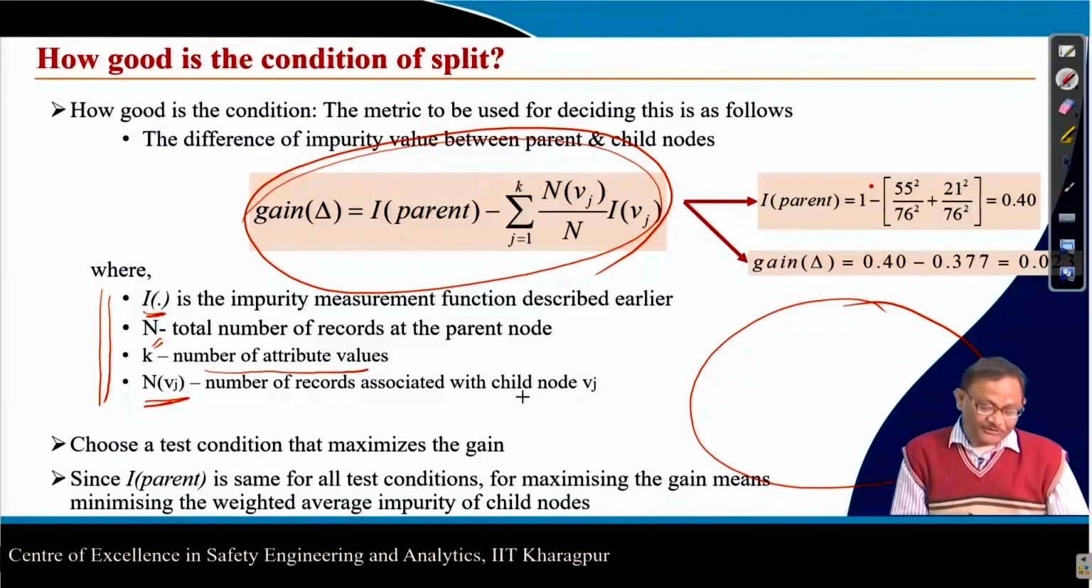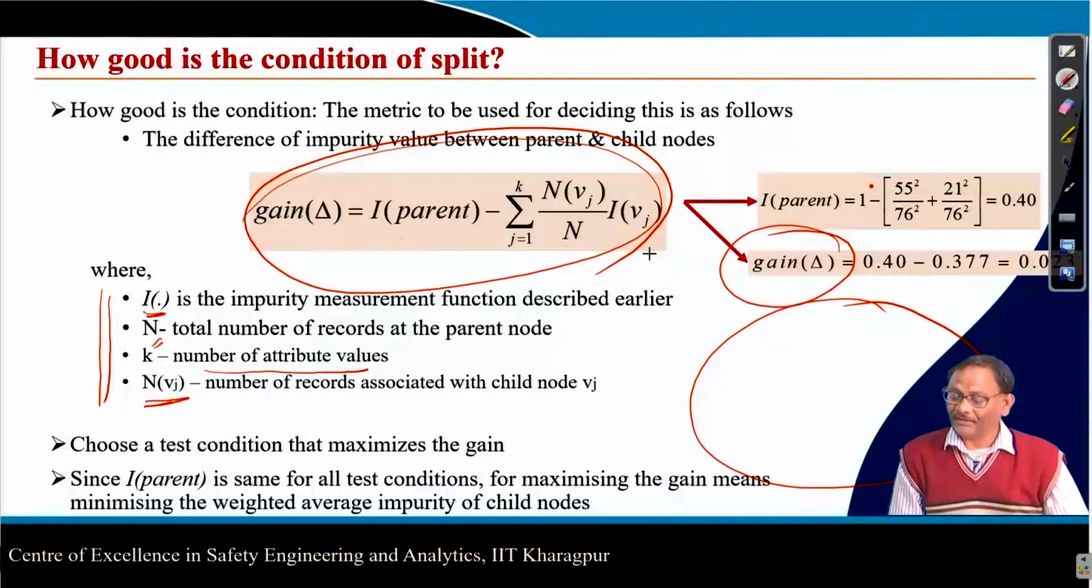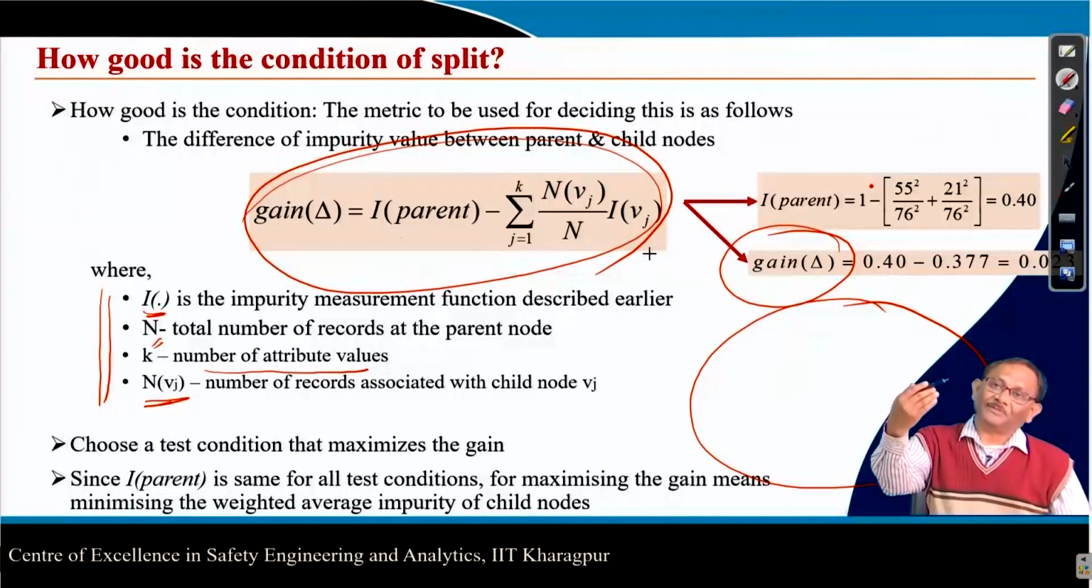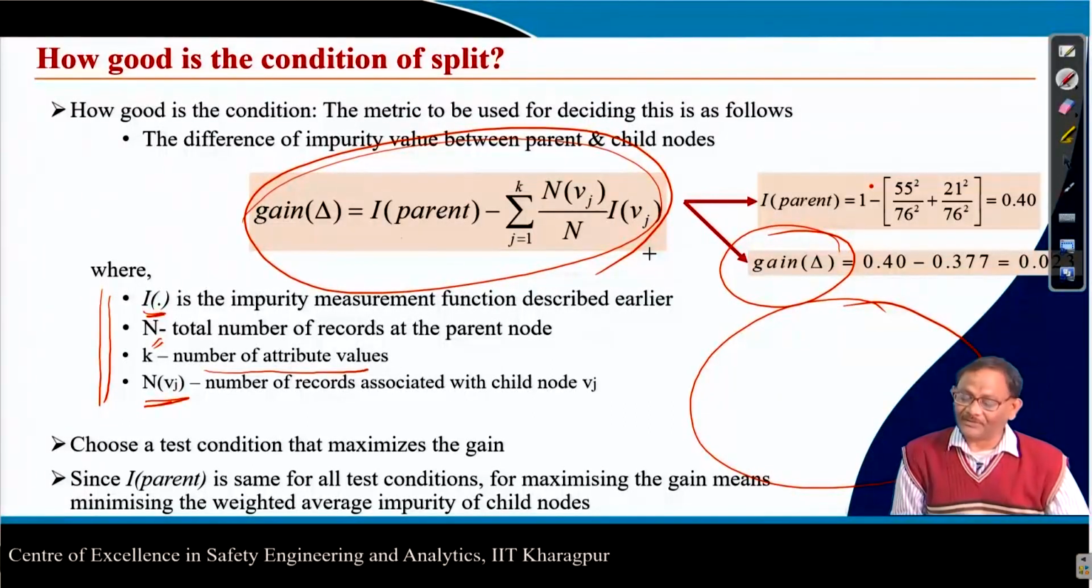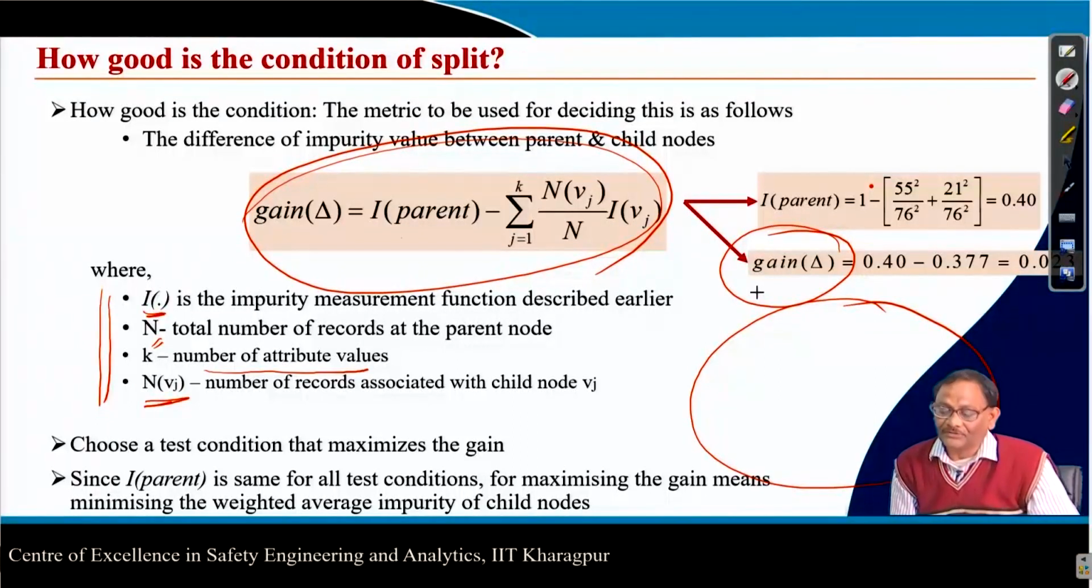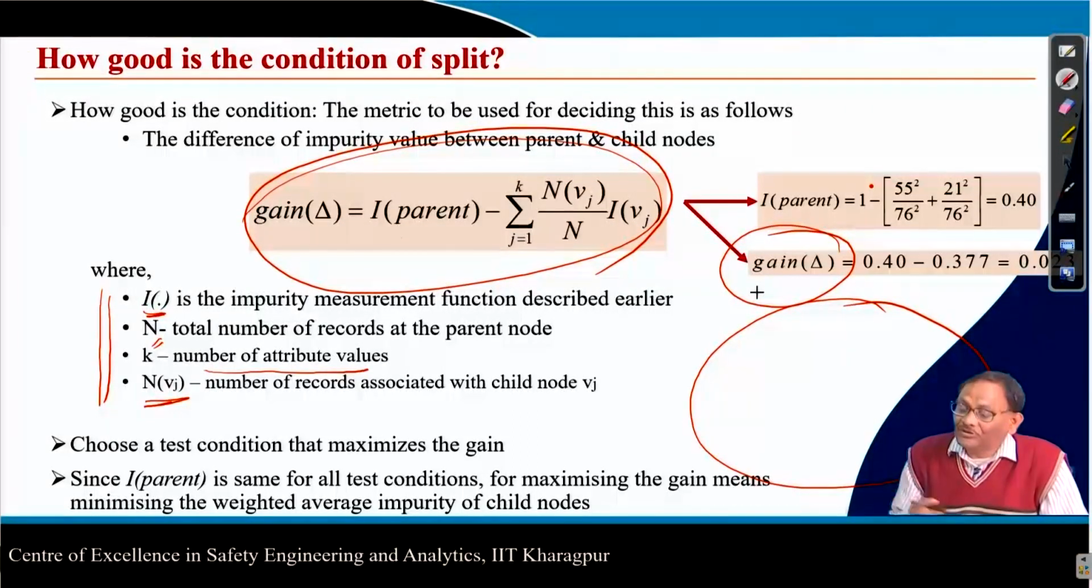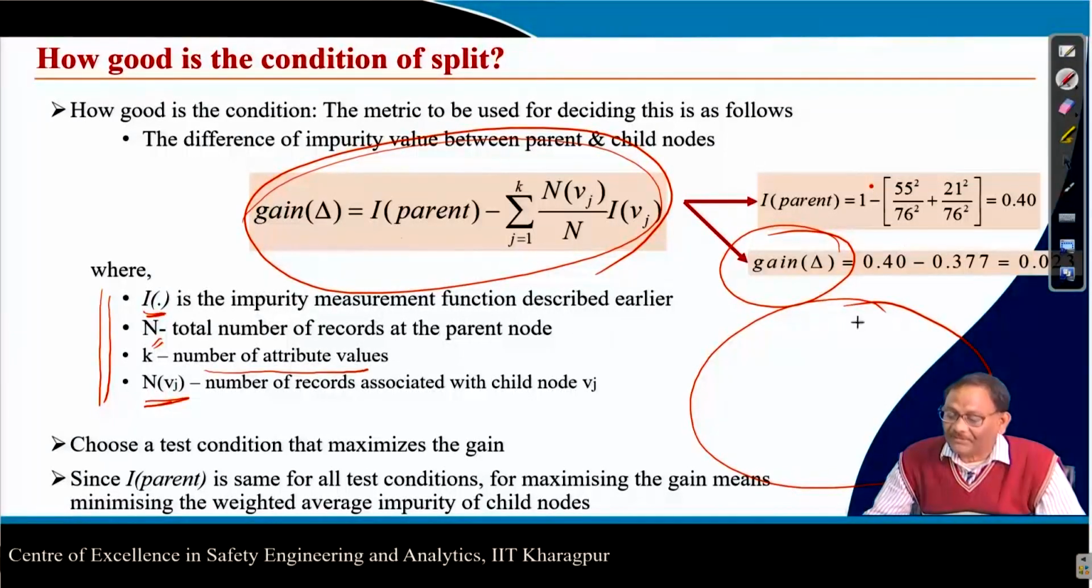So, using this formula you can find out the gain after each split. Immediately above the split, that means the parent node, you calculate the impurity, and I stands for impurity. Then when you split this, find out the impurity, and the difference is the gain. Now, you want to choose the condition which gives you the maximum gain.